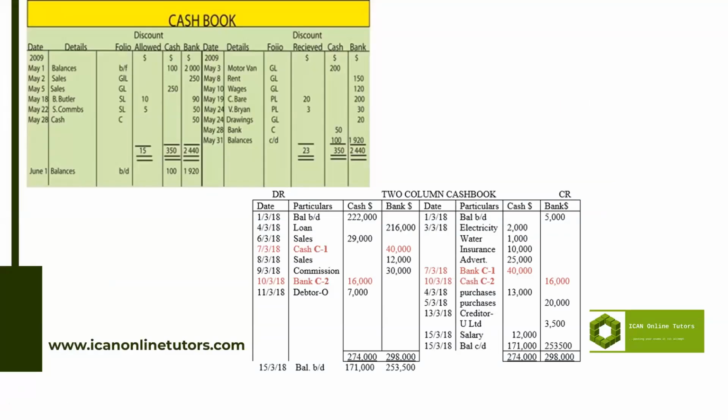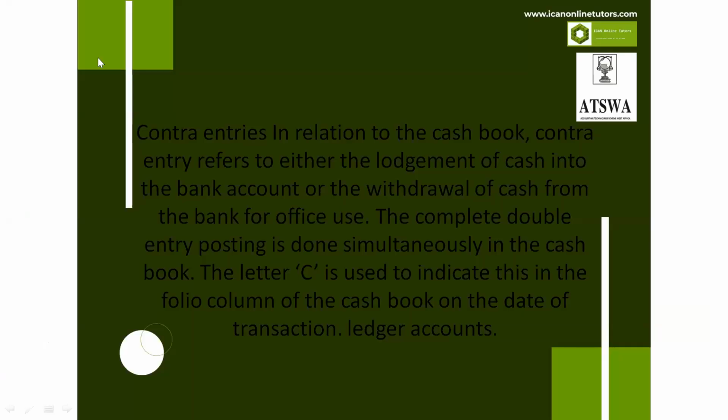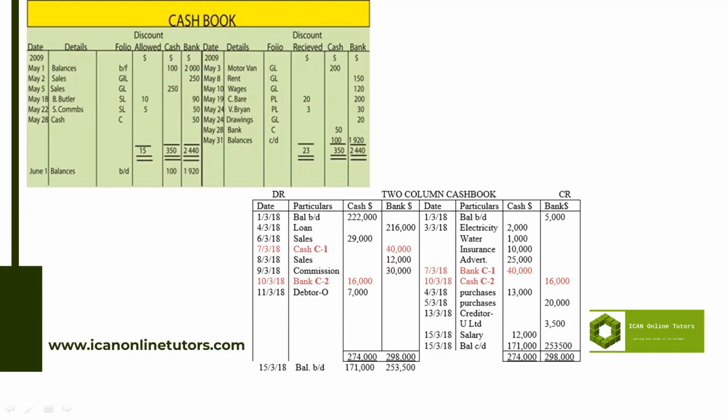So this is the format of a cash book. What we are used to, like in the previous class, is a single cash book. All right, but now this, the yellow font, is a 2-column cash book.